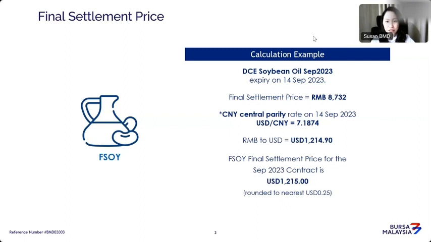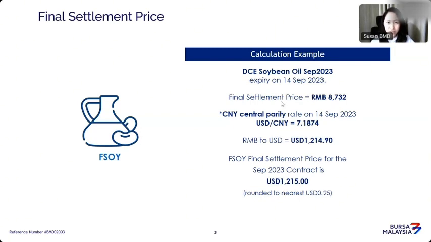So here's a calculation example of how this final settlement price works. Take the DCE soybean futures September contract 2023 as a study case. These are all actual data. The DCE soybean oil September contract expires on 14 September 2023. On this day, you will get the final settlement price of this contract. The final settlement price is Chinese yuan 8,732.